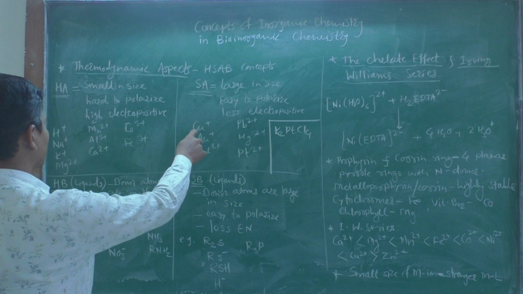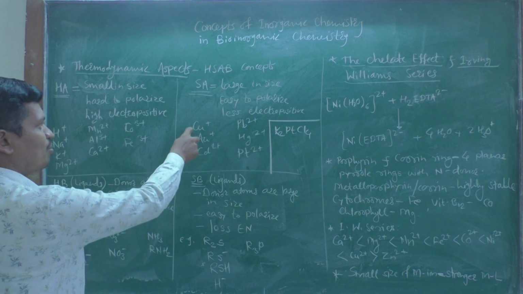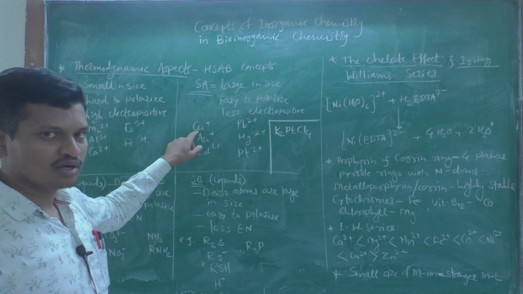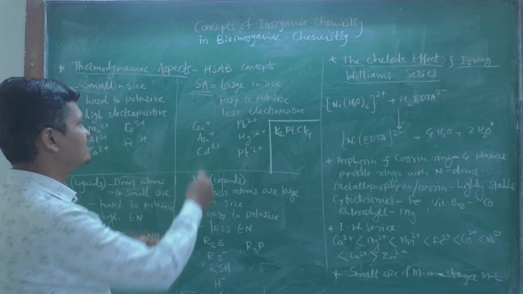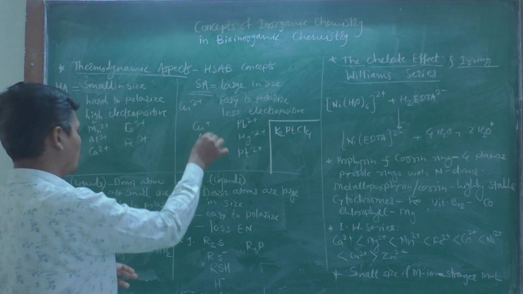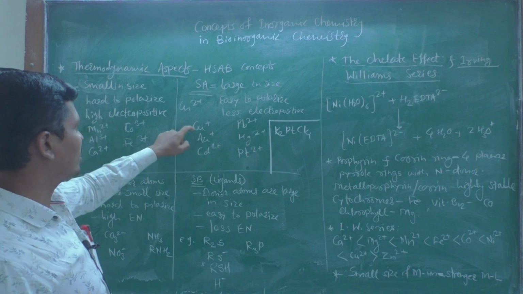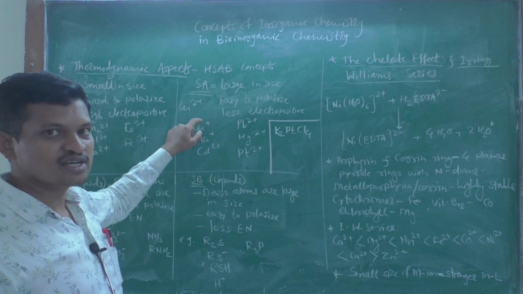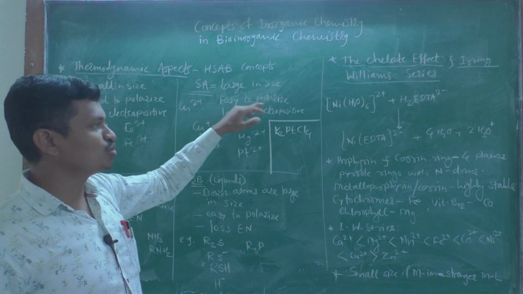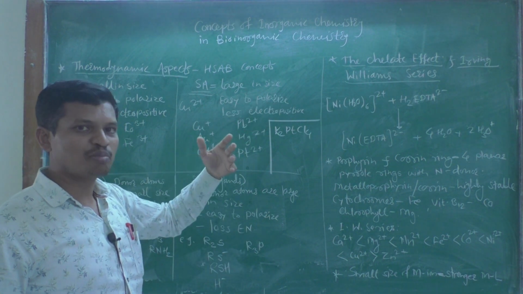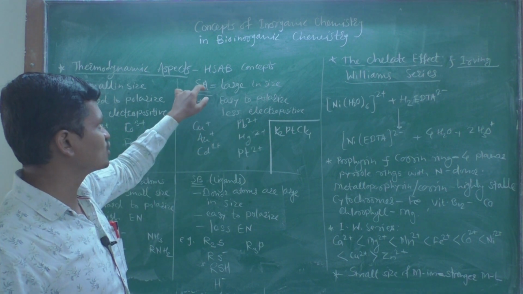So here the examples are copper 1 plus. Copper 1 plus is the copper cation, which has a larger size than copper 2 plus. That's why copper 2 plus is a hard acid, while copper 1 plus is a soft acid. Copper 1 plus is easy to polarize, so we can polarize copper 1 plus into copper 2 plus easily. That's why it is a soft acid.